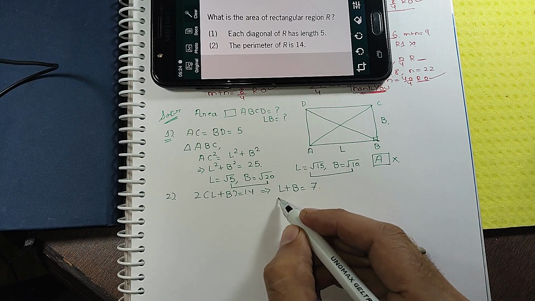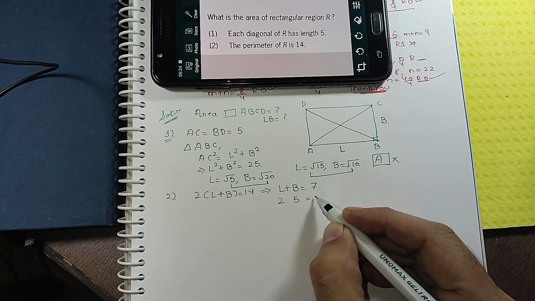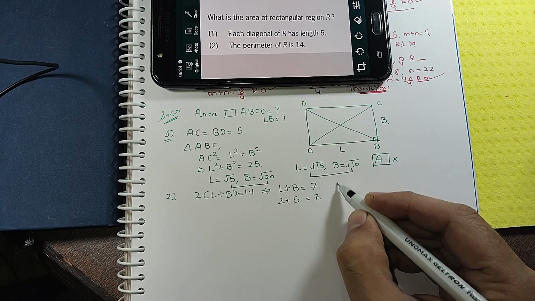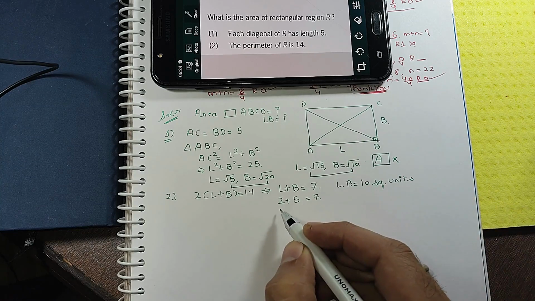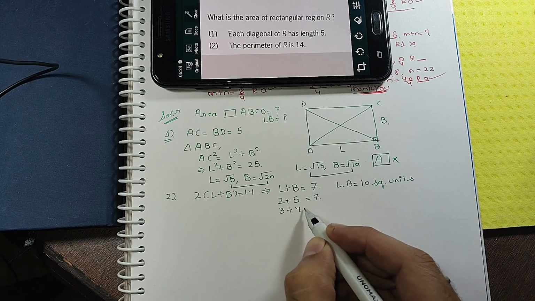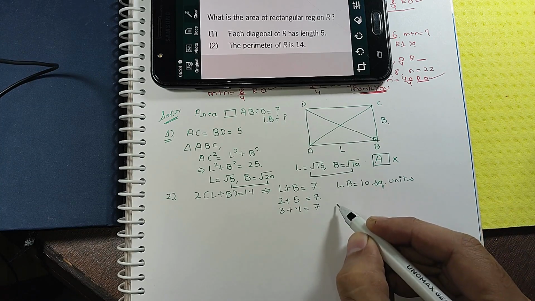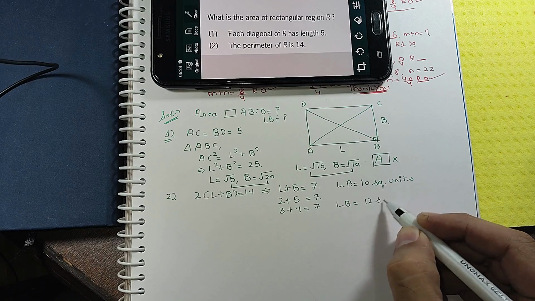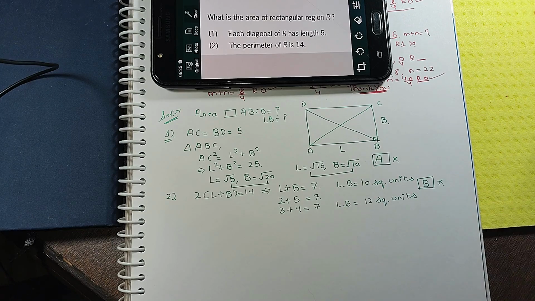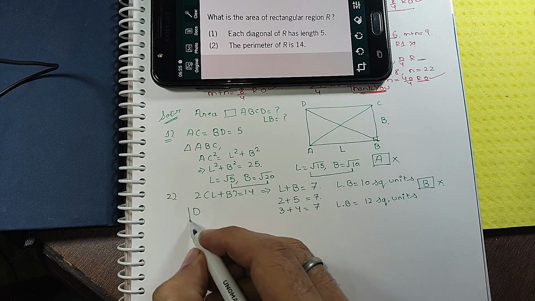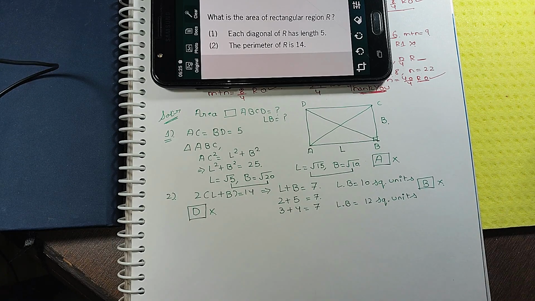Let us suppose length is 2 and breadth is 5. So this adds up to give me 7. So in this case area will be equal to 10 square units. Fine. Or if I write length to be equal to 3, breadth equal to 4, this also adds up to 7, giving me an area of 12 square units. So this means that statement B is also not sufficient to answer my question, which means further that statement D is also not an option for this question.